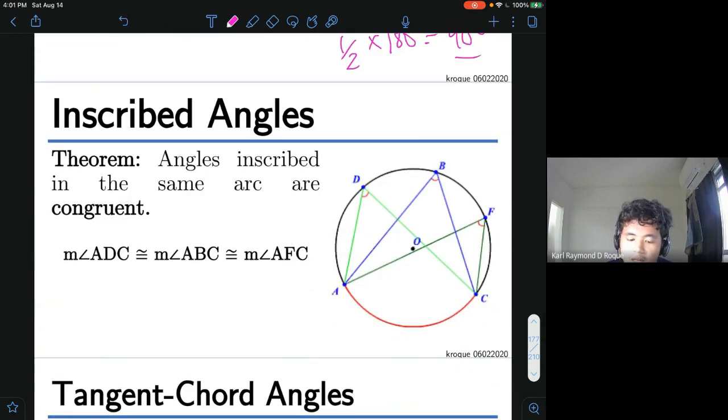So, angles inscribed in the same arc are congruent. Siyempre, ADC equals ABC equals EFC. No? Siyempre, if pareho sila ng arc, lahat yan, 1 half the measure, pareho yung nag-intercept sa kanilang arc. Yung measure ng lahat ng ito is 1 half the measure of this, and 1 half the measure of the central angle, inscribing this one.